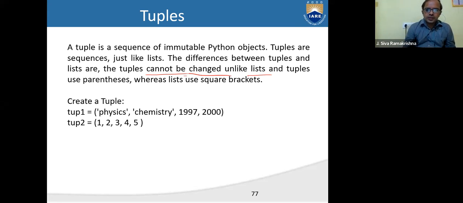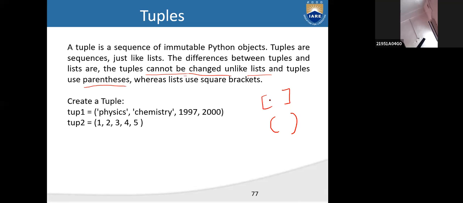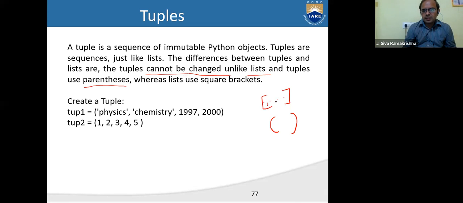And tuples use parentheses. This is the structural difference compared to the list. Lists are represented by square brackets and tuples are represented by parentheses, a simple open bracket and closing bracket. The elements in it are always separated by a comma. In the case of the tuple as well as the list, the elements are separated by a comma. So this is a simple example.